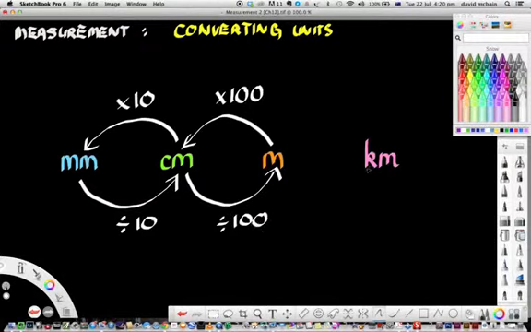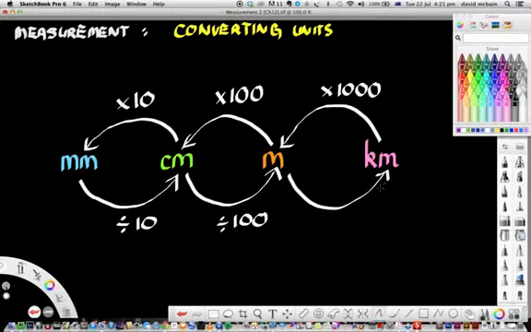Now, finally, a kilo means 1,000. So if I wanted to convert kilometers to meters, I would need to times by 1,000. And going the other way, if I wanted to convert meters into kilometers, I would need to divide by 1,000.